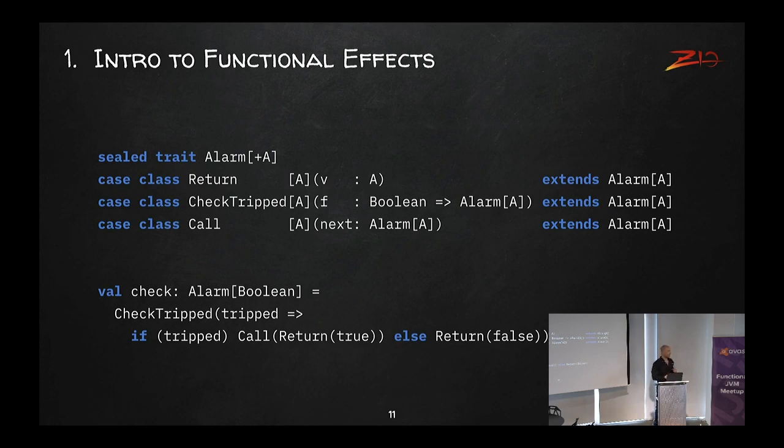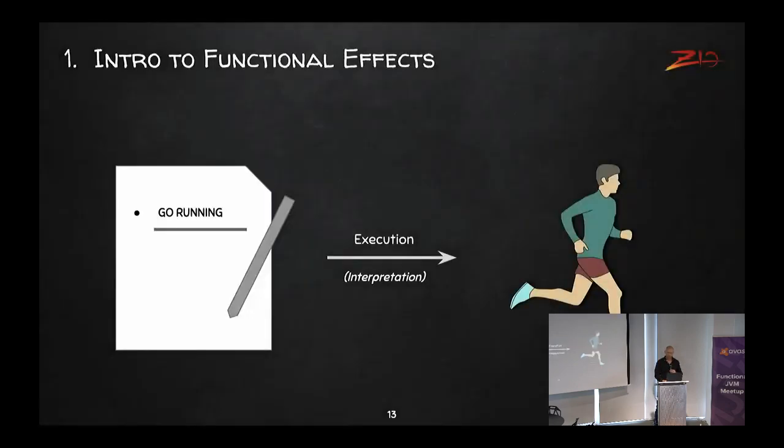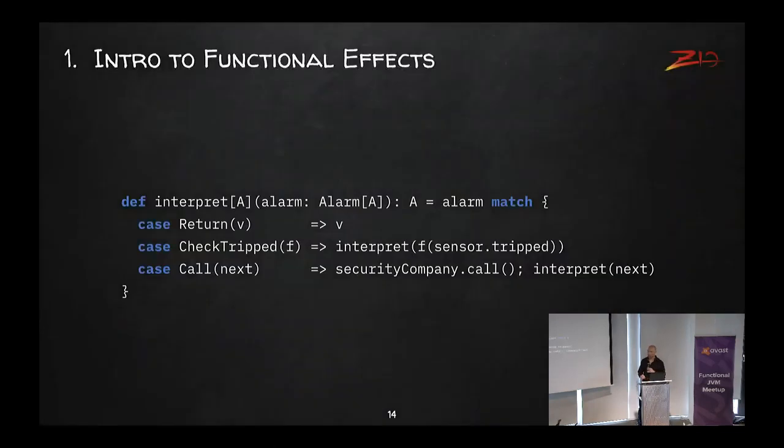To interact with the real world, we need to interpret this data structure into the side effects that it represents. And this is called execution or interpretation. To do this in the case of the alarm data structure, we simply match against the 3 different cases, and if it's return, we return that value. If it's check tripped, we do what we did before. We check to see if the sensor is tripped. We feed that result into F, and then we interpret the result of calling that. And then finally, for call next, we call the security company, and then we interpret the remainder of the program.